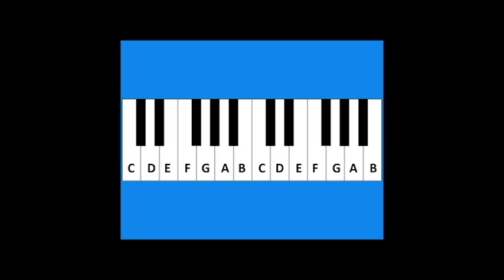If we wanted to go down a half step from G, then we would want to find the note that's closest to it on the left hand side, which would be this black key. So here's G. And here's the note closest to it on the left-hand side.